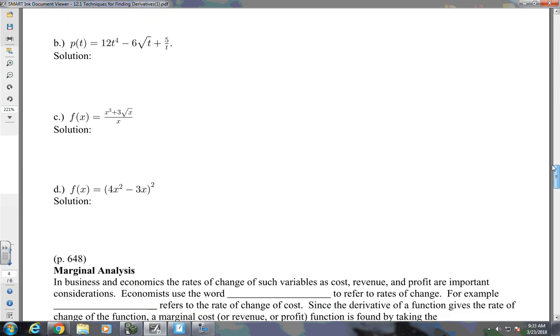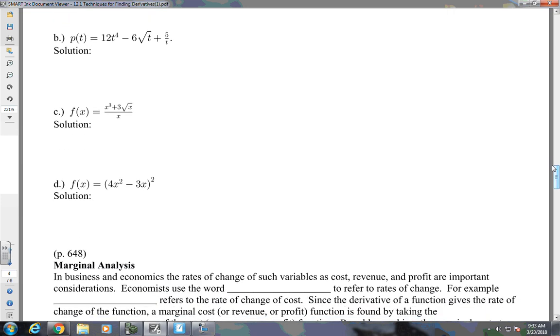Let's move on to example B. We're also going to be applying the same techniques, that is differentiating term by term and using the power rule. However, it's helpful on this one to rewrite the original function so that t has powers on it. We're going to get rid of that radical. We're also going to get rid of that t in the denominator. So notice the notation here. I'm not differentiating yet. I'm just rewriting the function.